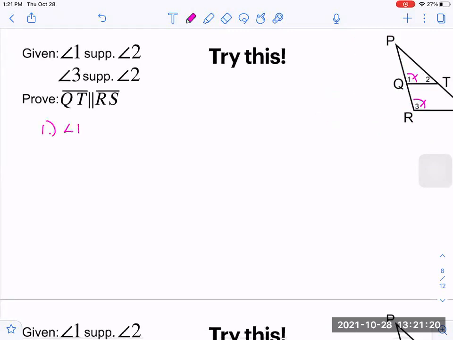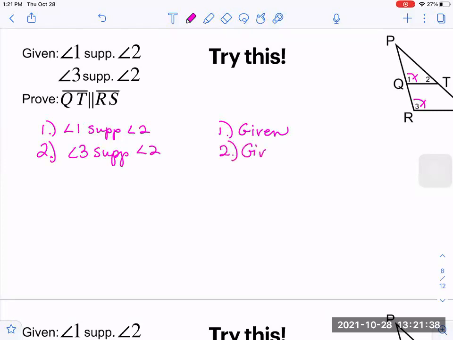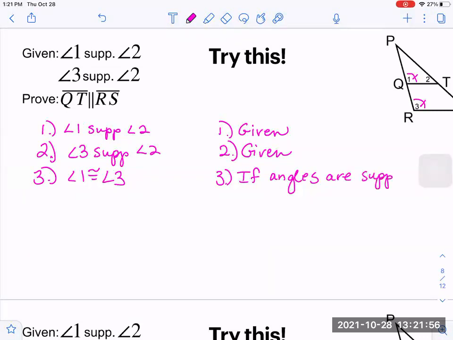So angle 1 is supplementary to angle 2. And by the way, you must number your statements. That's given. Statement 2, angle 3 is supplementary to angle 2. That's given. And because of that, we knew that angle 1 was congruent to angle 3. And the reason is if angles are supplementary to the same angle, then they are congruent. And we're linking things up. And yes, I know this theorem is an if and only if kind of theorem, but I'm writing it in if-then form as it makes sense in my proof.